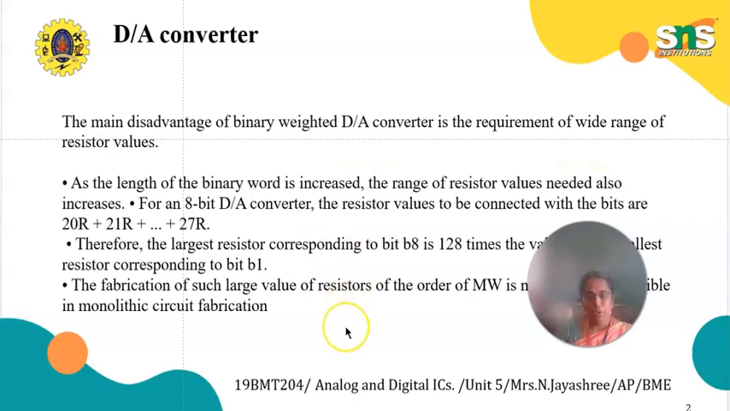The main disadvantage of the binary weighted digital to analog converter is the requirement of a wide range of resistor values.